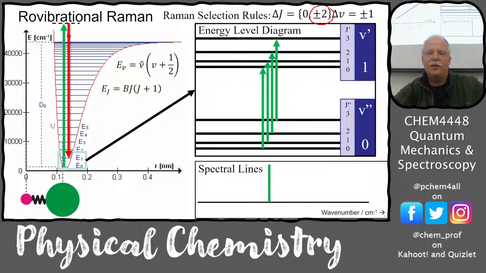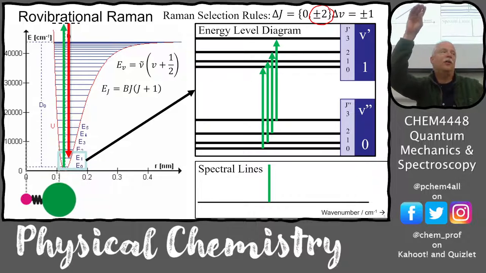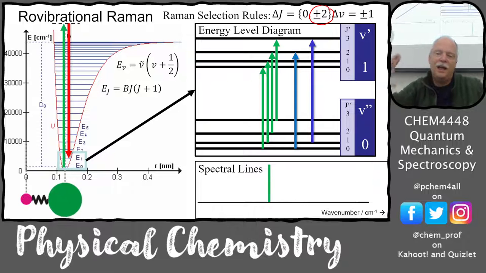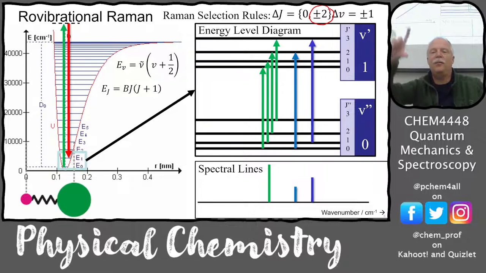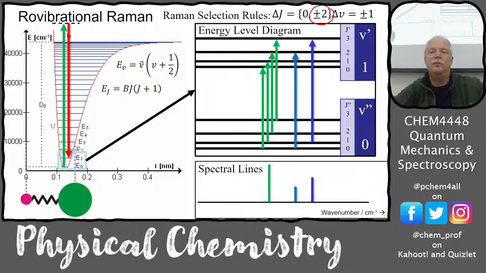Now we're going to do delta J plus two. So we start at zero, we skip one, we go to two. So zero to two, see how it's the longer arrow. And then we start at one, and we can go to three, and that's all I can show because I only have three or four rotational levels. So that shows this branch down here. They're separated further because we have bigger differences when we have a delta J plus two.